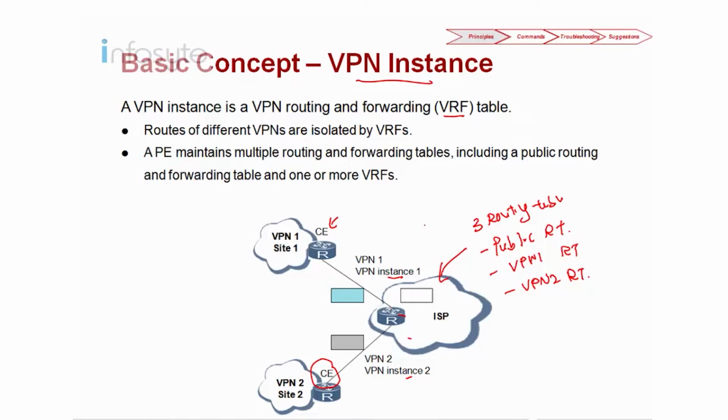For you to create the VPN instance, you need to bind it to the interface. After you bind it to the interface, it creates all these extra VPN routing and forwarding tables to distinguish or isolate different customer space.